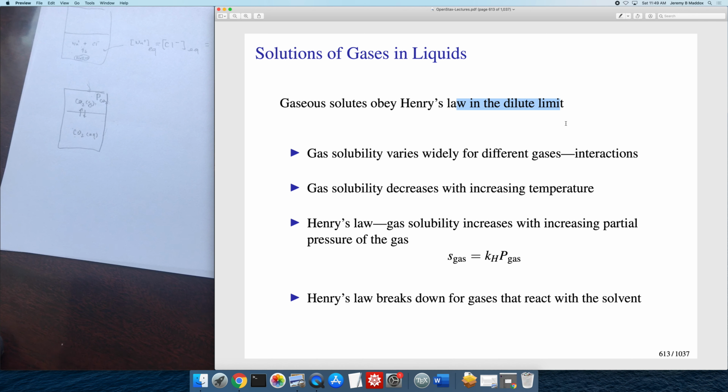Interesting though, if you're talking about the amount of oxygen dissolved in blood, you've got to keep in mind that the hemoglobin in the blood will react with oxygen. So Henry's law probably isn't going to work very well if you're talking about how much oxygen is dissolved in blood, just due to that reaction.